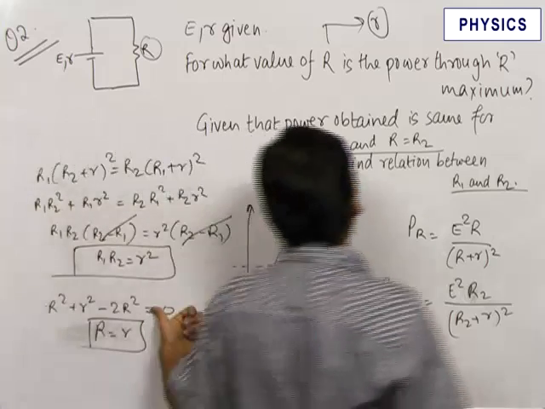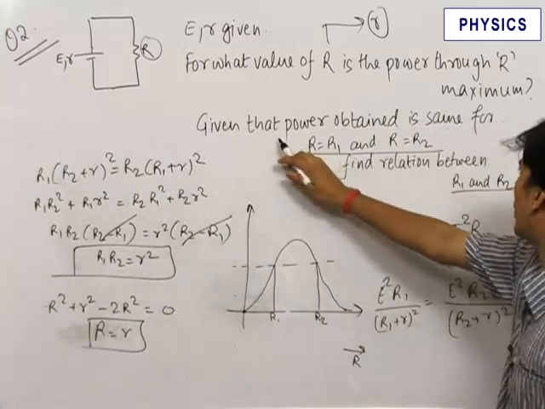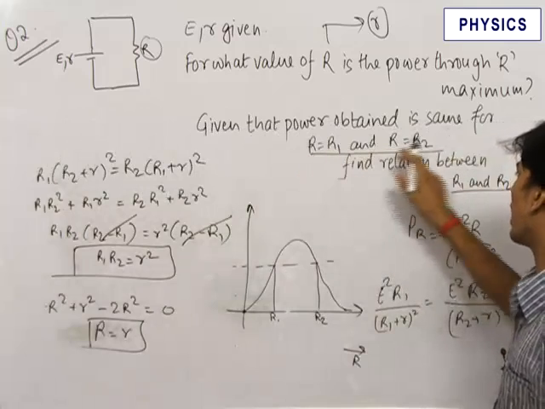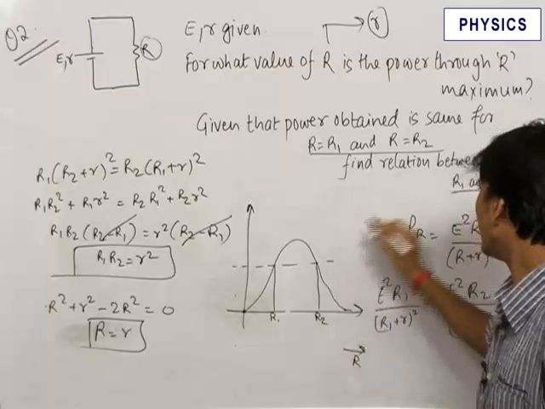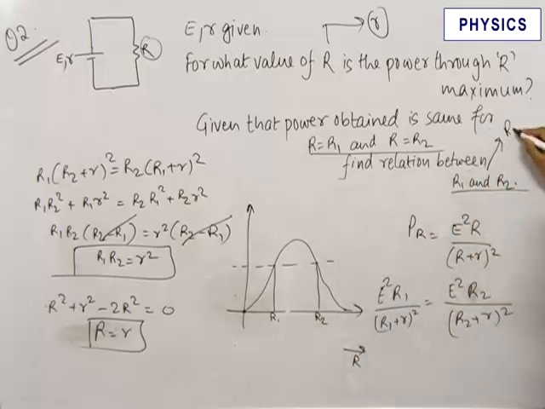So this is the relation that we get, that the power obtained is same for R is equal to R1 and R is equal to R2. Then the relation between R1 and R2 will be R1 R2 is equal to small r whole square, where small r was the internal resistance of the battery.